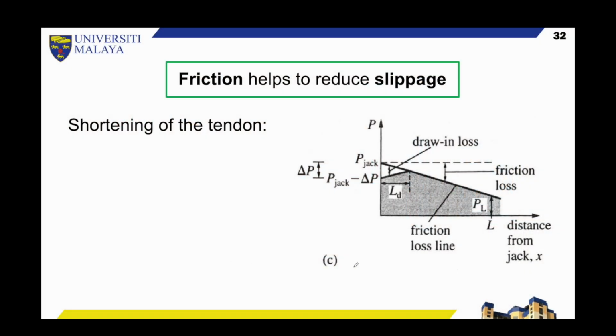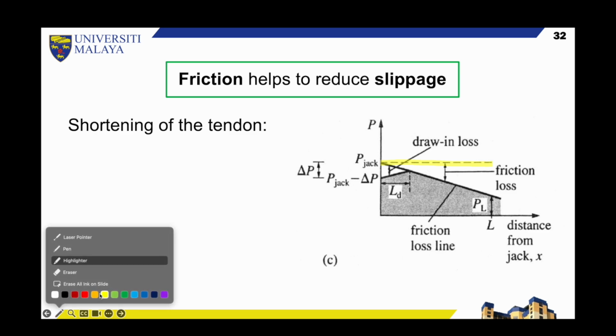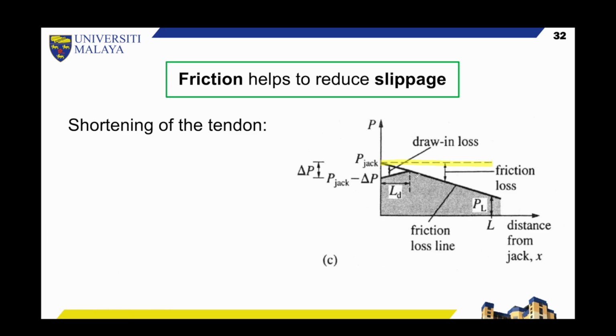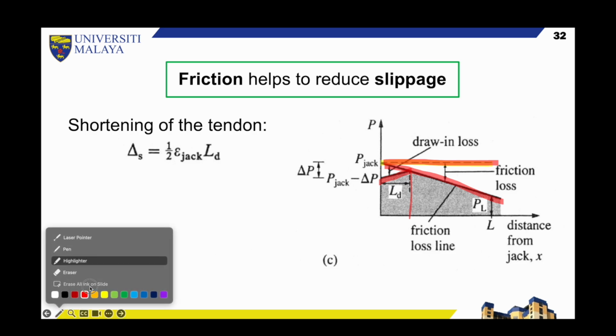Now let me zoom in a bit more. You can see that the P jack will be the dotted line here. So if there were no friction between the duct and the steel strand, remember, the draw-in losses would start from here and just extend in a straight line. But since we have friction, this is what actually occurs. So this is the kind of shape that you would get. So friction helps to reduce slippage. The shortening of the tendon due to this slip when we remove the jack is given by this equation.